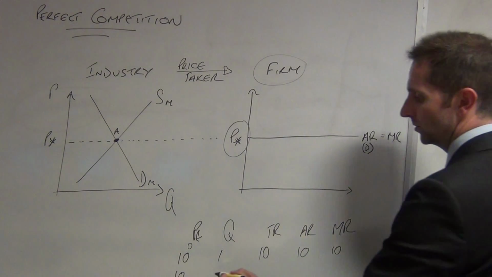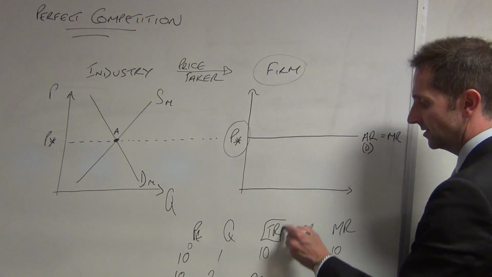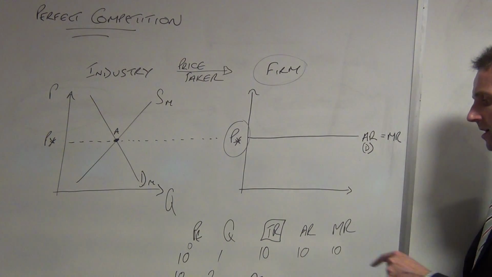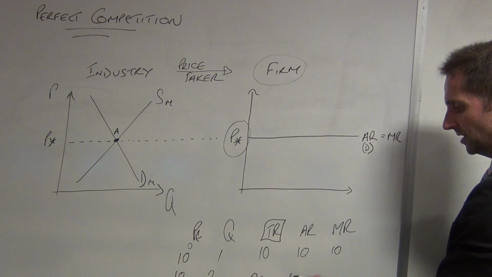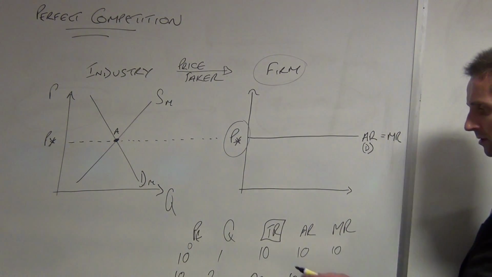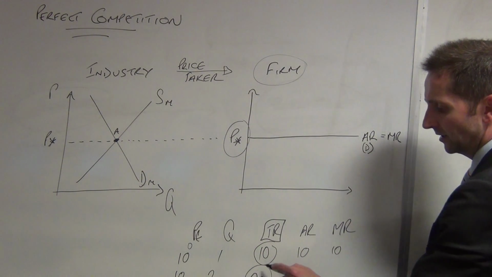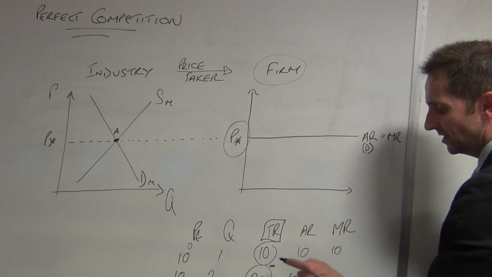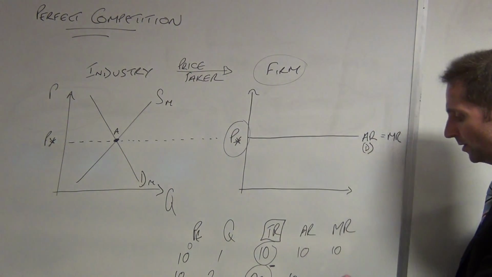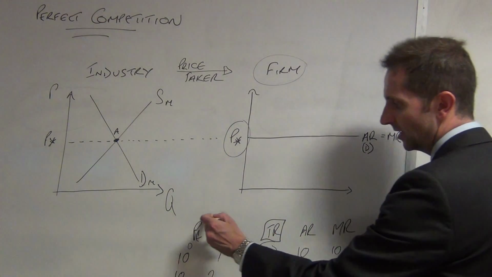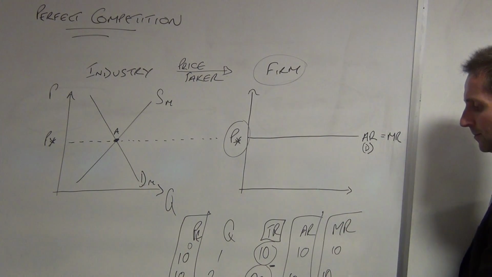What about quantity 2? That would be 20. Bear in mind that's TR, total revenue. Average revenue would be the 20 divided by the 2, which gives us 10. Marginal revenue, we were earning £10, now we're earning 20. So the additional revenue per unit is £10. And hence we can say that P is the same as AR is the same as MR.